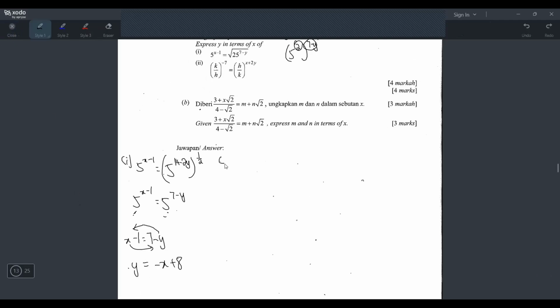The second question says k over h power negative 7 equals h over k power x plus 2y. So I will do it like just now, right? I will try to make the same base on both sides and then compare the power. But this time, the base here is k over h. This one is h over k. So how? Okay, you can actually flip this. K over h becomes h over k. But when you flip like this, the power has to change sign. It means the negative 7 becomes power 7, right?